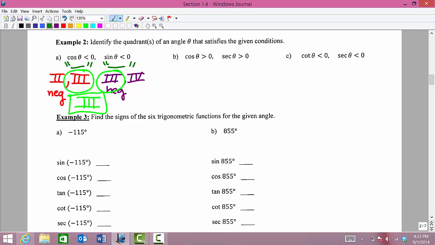In part B, cosine theta is greater than 0, which means that it's positive. Secant theta is also positive, greater than 0. Now cosine and secant are reciprocals of each other. We know that they are both positive in quadrant 1. They have the same signs. In whatever quadrant they live in, they're both positive in quadrant 1, and they are also both positive in quadrant 4. So we could be talking about actually 2 particular quadrants.